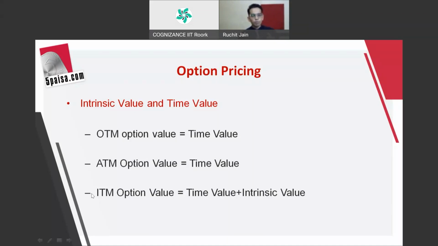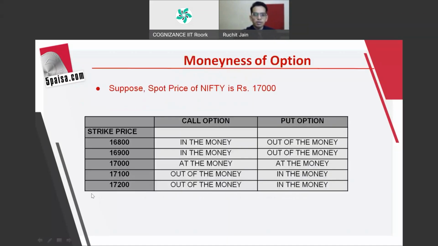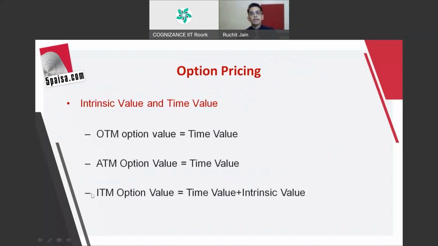Now the out of the money options, those options which we discussed over here, where 17,000 is the Nifty: the higher strike price call options and lower strike price put options are out of the money options. All out of the money options only have time value in them. At the money options also only have time value in them. Only the in the money options have time value plus intrinsic value.